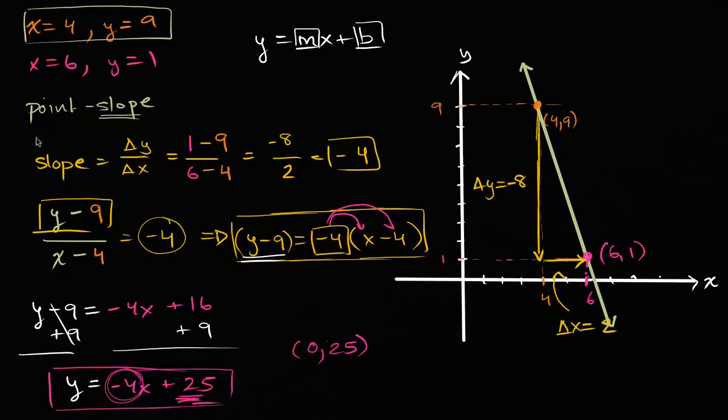So there you go. We wrote it in point-slope form. That is that right over there, and we wrote it in slope-intercept form. Point-slope and slope-intercept. Hopefully you enjoyed that.